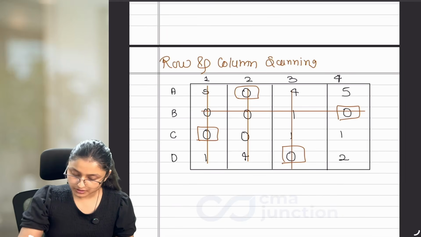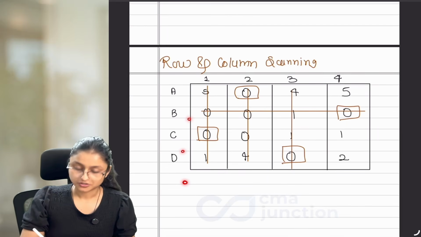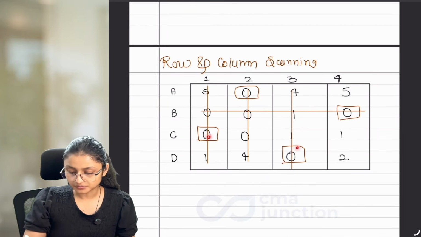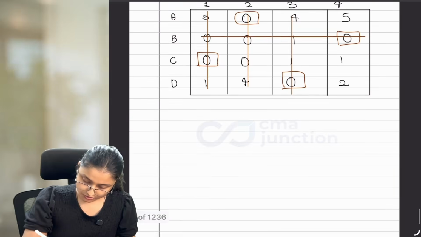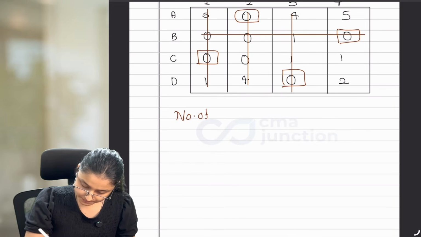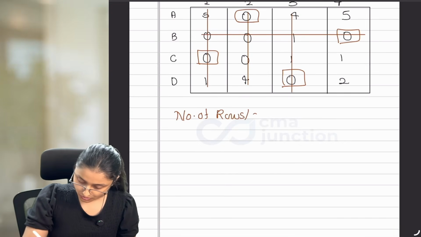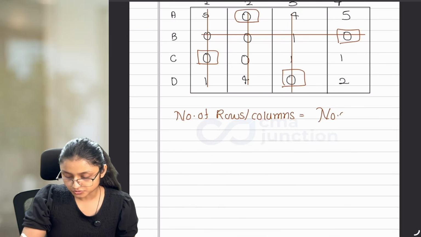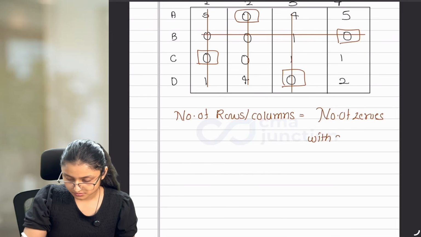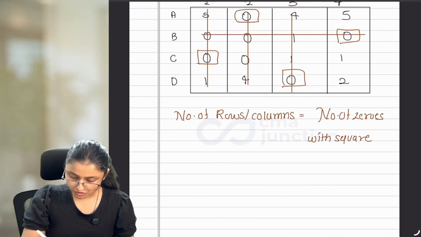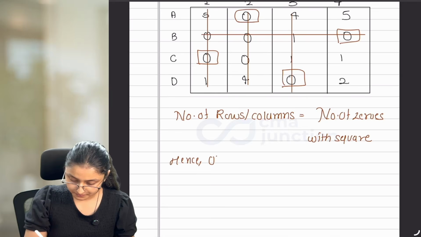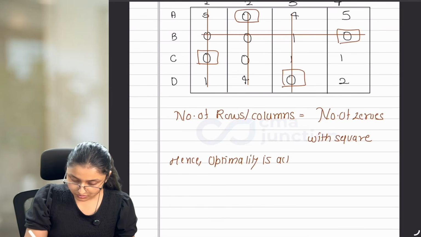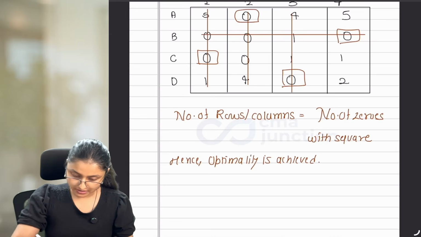If you notice, 1, 2, 3, 4 were the number of rows or columns, and that is the number of allocations which we have done here. So, write it down. Number of rows or columns is equal to number of zeros with squares, hence optimality is achieved. And if optimality is achieved, what to do? We have to write the final answer.